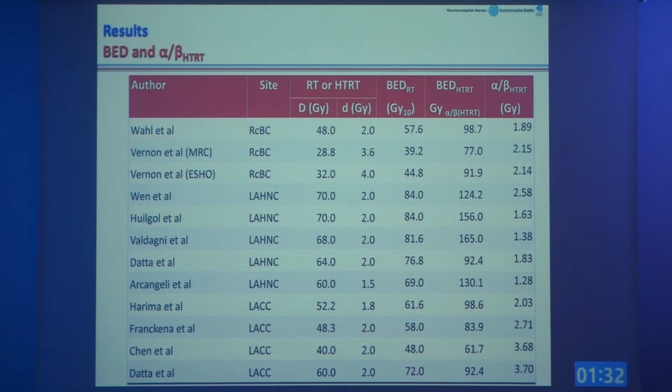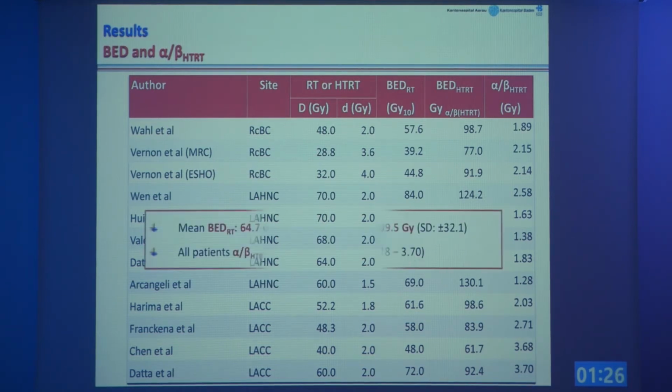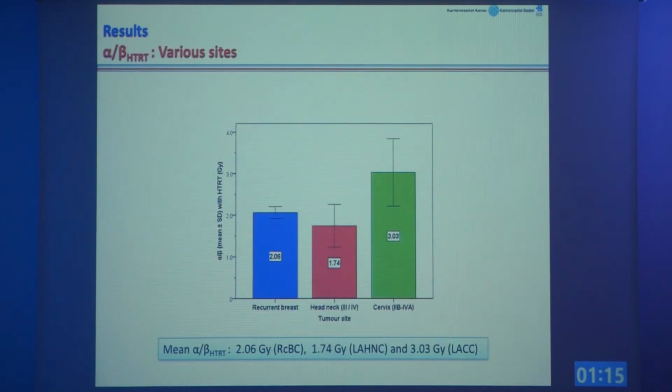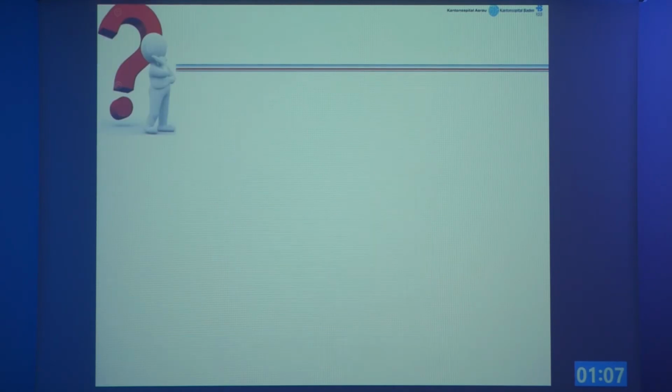This is the table which shows the alpha beta values for each of these studies. What you can see is that the mean BED ranges from about 64.7 with RT to 109.5 with HTRT, and for all patients the alpha beta is 2.25. For recurrent breast the mean value is 2.06, for head and neck 1.7, and around 3 for cervix.